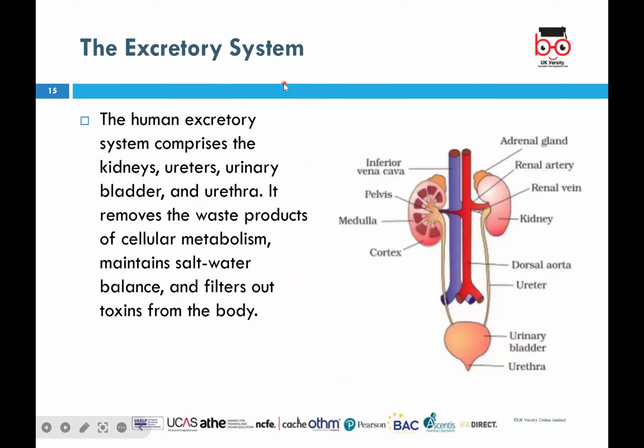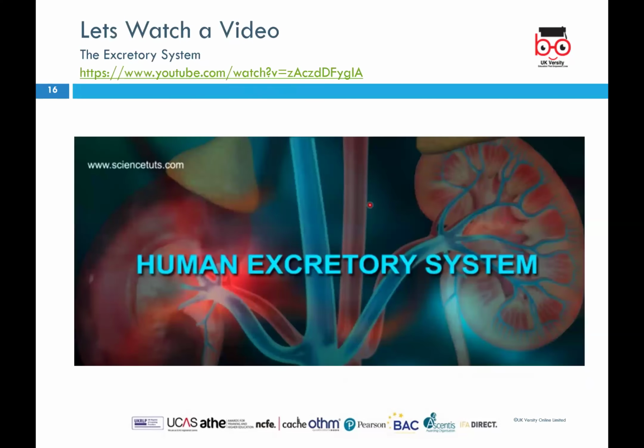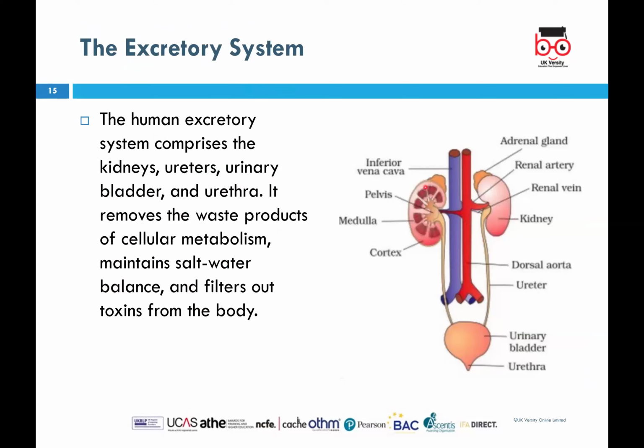The excretory system is made up of the kidneys, the ureters. Whatever fluids you take in are excreted out in the form of urine. You have the kidneys, the ureters, two tube-like structures, and they go to the urinary bladder and the urethra at the end.